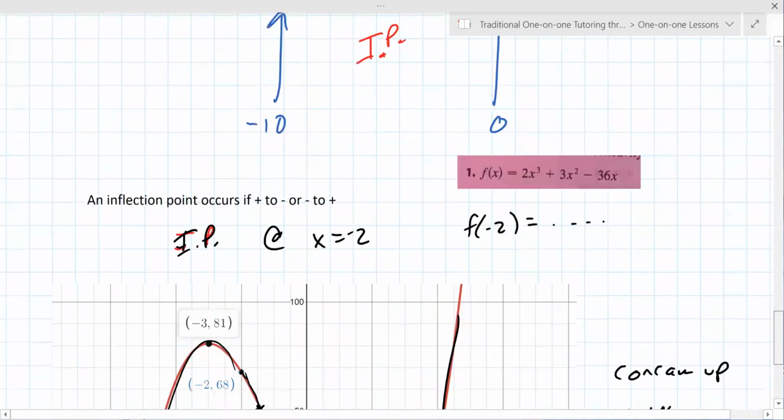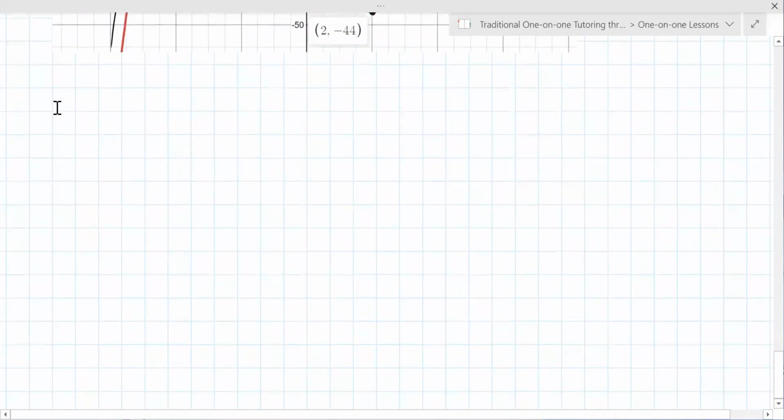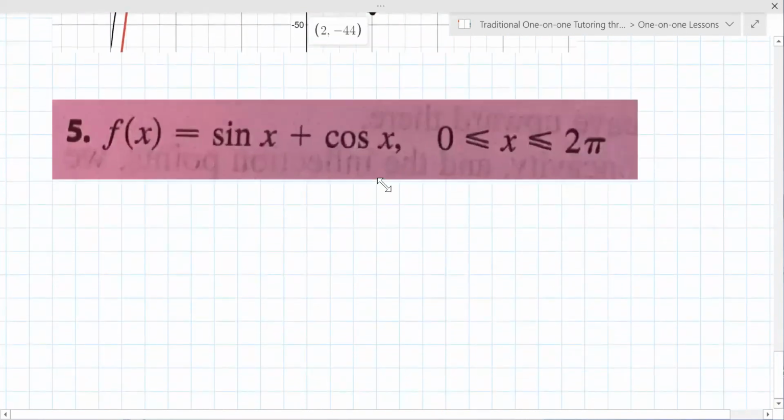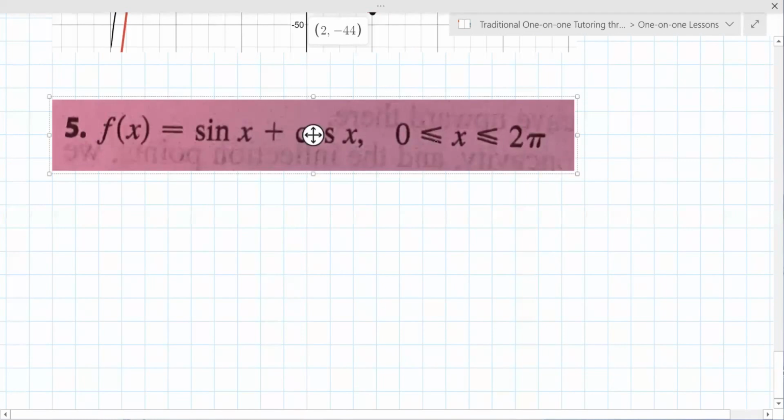That's where you got to know your unit circle. Okay, sine x plus cosine x. This is telling you only from 0 to 2 pi. So the right way to do this is to just take a first derivative and a second derivative right away. Derivative of sine is cosine x, derivative of cosine is minus sine x.